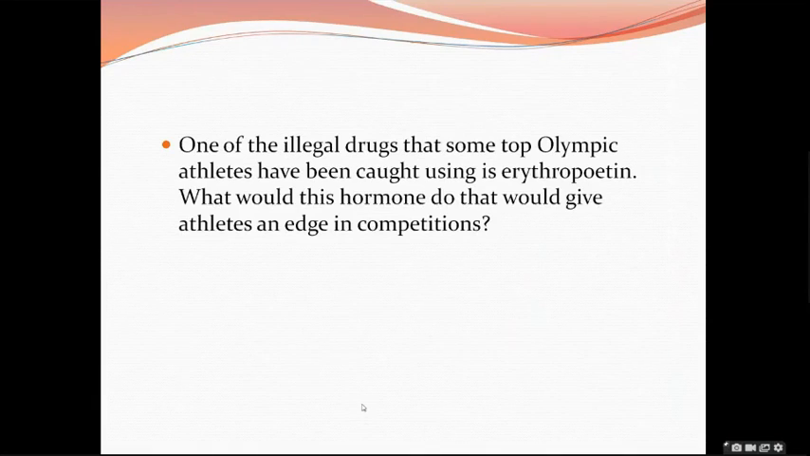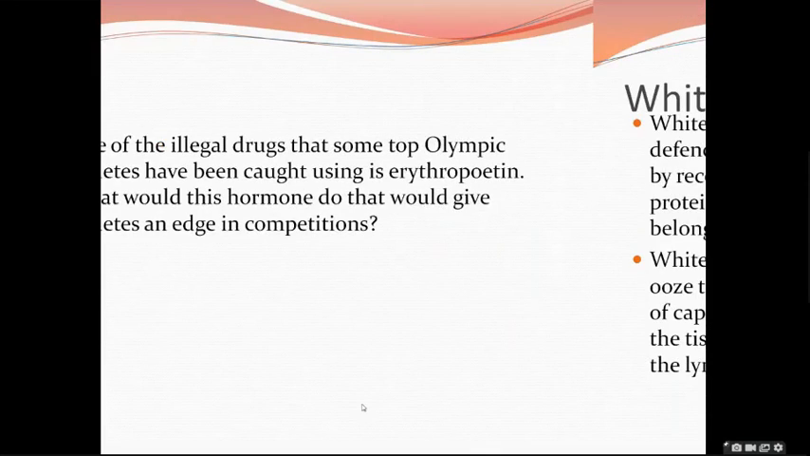One of the illegal practices is that some top Olympic athletes have been caught using erythropoietin. What does this hormone do? We all just learned that erythropoietin is the hormone which stimulates the production of red blood cells. So what did these Olympic athletes used to do to get more? Now see, if more iron or more RBC is there in your body, you are more energetic, which means you can run faster. So they used to take this type of blood.